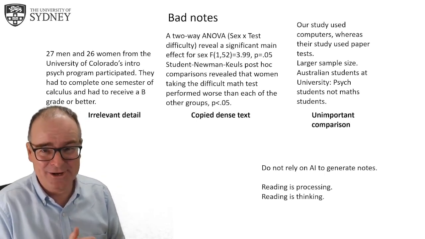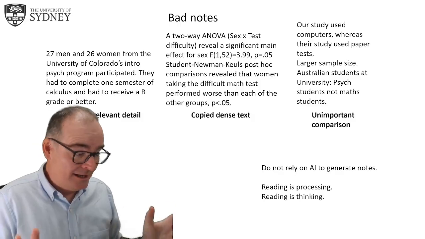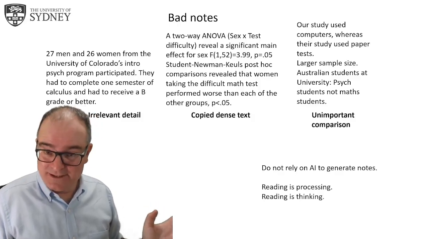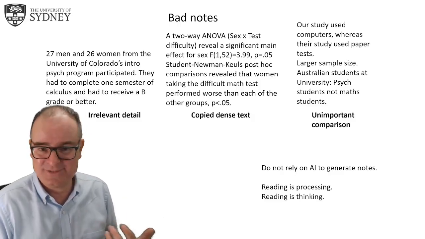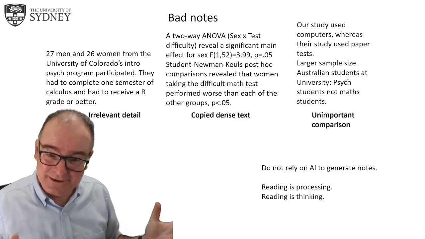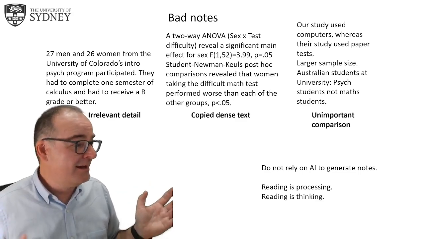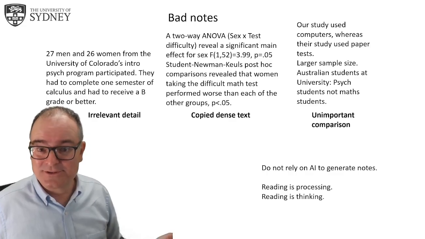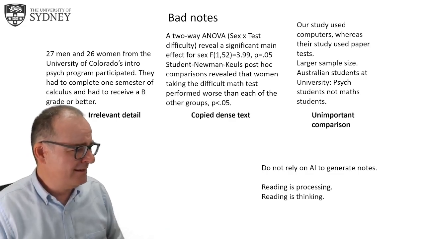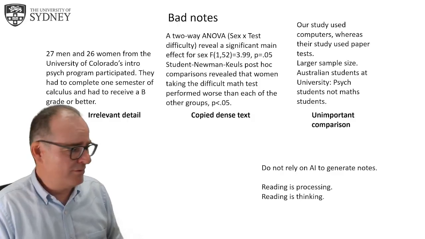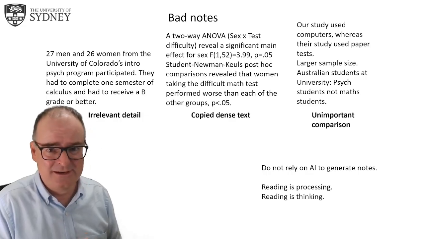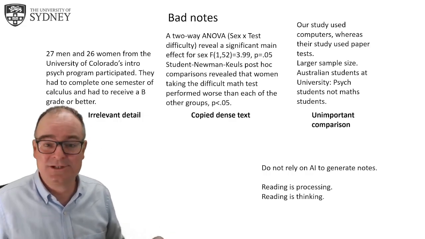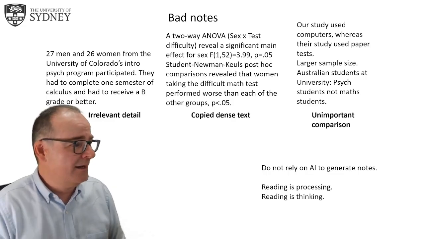Here are some bad notes, and I see this a lot. In my units of study, I ask people to submit notes. I want to force you to make a time-stamped record, but also it allows me to browse through them and see what's going right and what's going wrong. These are some examples of real notes I saw last semester where people really thought it was important that there were 27 men and 26 women and they had to receive a B grade. It's just completely irrelevant. It had no relationship to our method whatsoever.